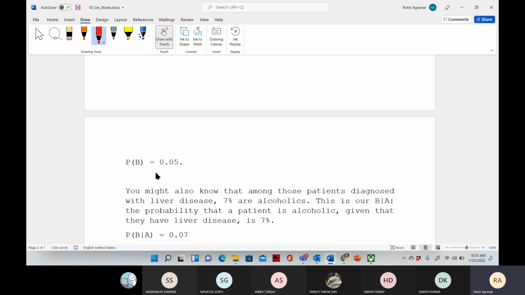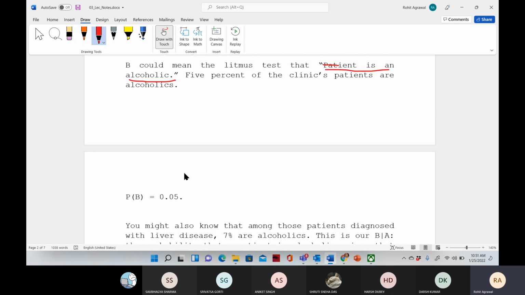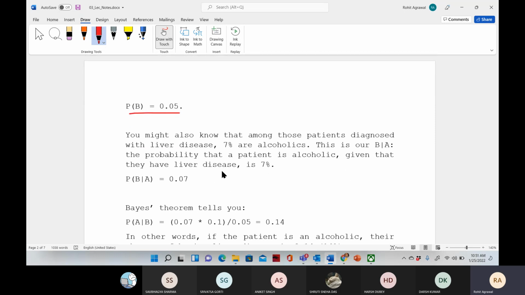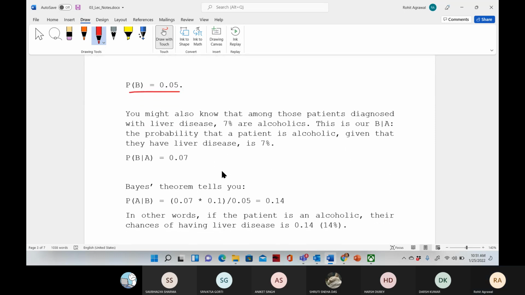So this is the probability of B, that means the probability of a patient to be an alcoholic. This is clear, I think. P of A and P of B. Now the third thing is given to you. Either you should know what is the probability of B when A is given, that means the probability of a person to be an alcoholic when having a liver disease. Now this is given to you.